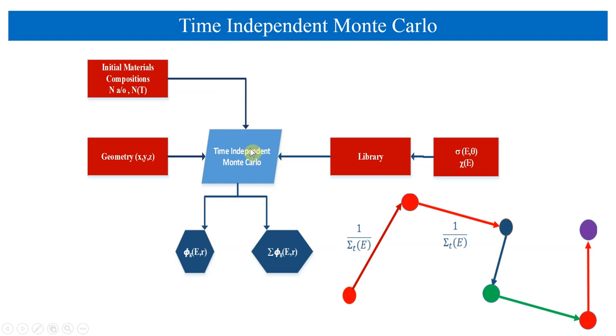To track the neutrons using the time independent Monte Carlo, we have to define the geometry and also the initial material composition, such as the atom density, and for the atom density we should also consider the effect of temperature, which we also call thermal treatment in the Monte Carlo, especially for the moderators and thermal reactors. Also, we can introduce the library, which contains the microscopic cross-sections, the differential cross-sections, and the chi spectrum. Using the Monte Carlo, we can calculate the flux everywhere inside the reactor. Also, we can calculate the interaction rate.